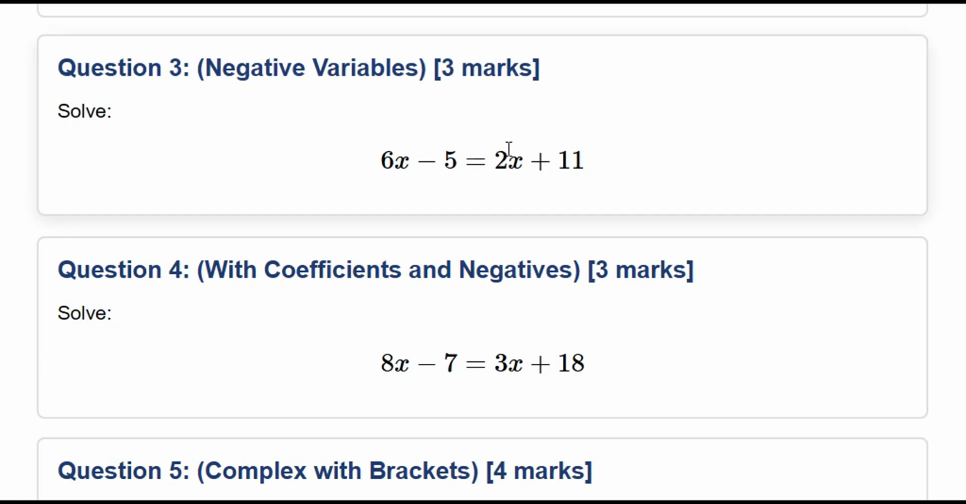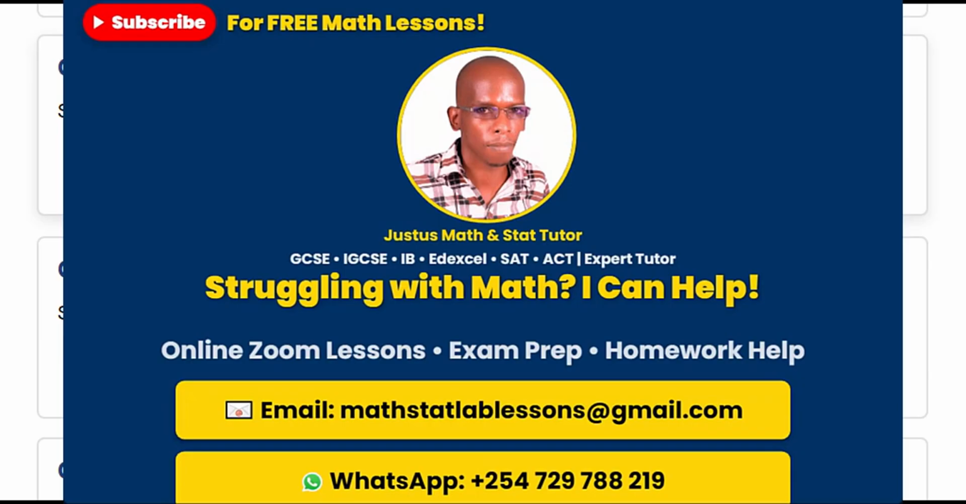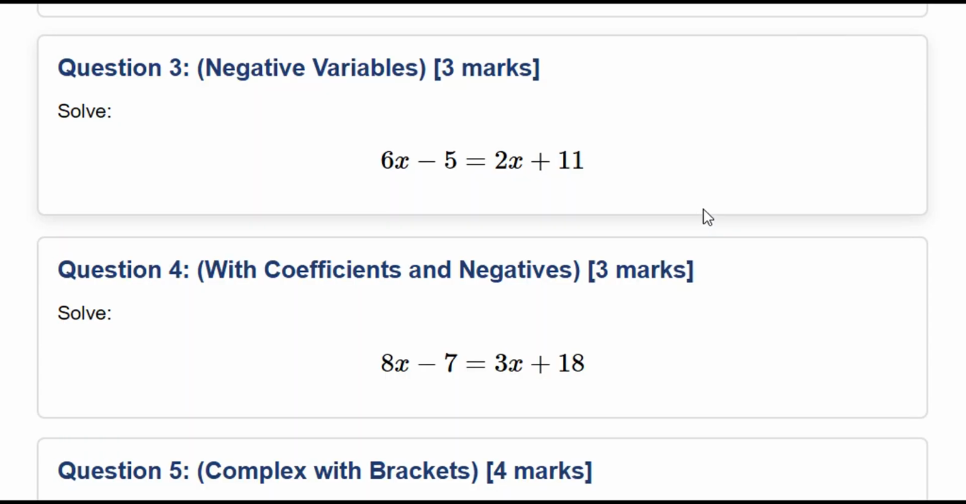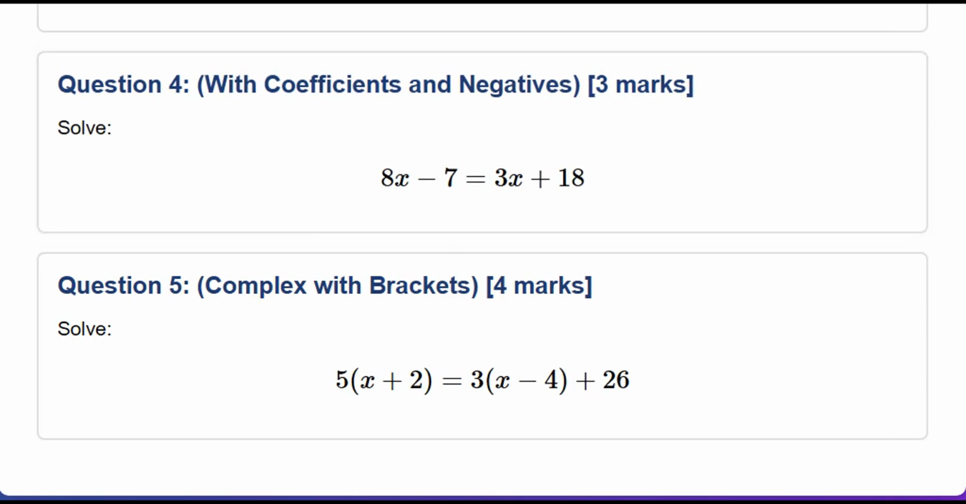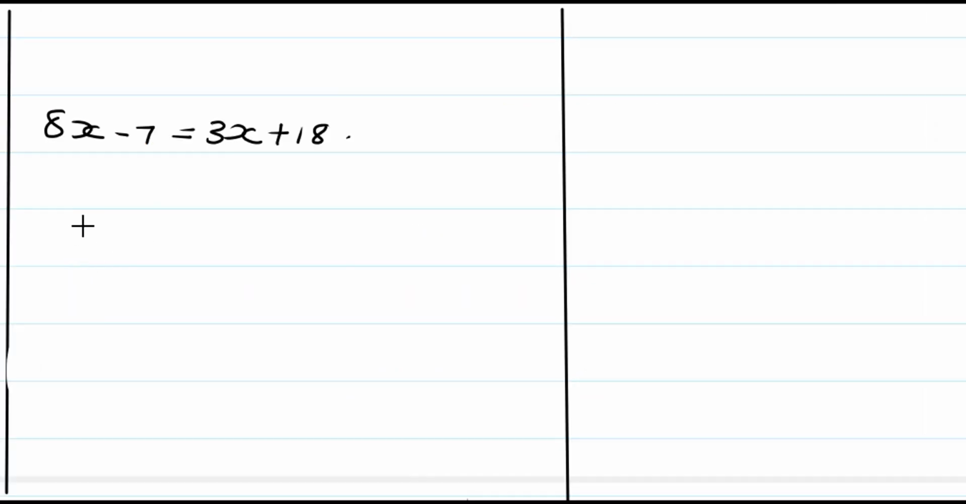So can we try to solve question 4, which is more complex, and see what we get? So in this question 4 we have 8x minus 7 is equals to 3x plus 18. The first step, as usual, is to group the like terms together, which are the variables and the constants.